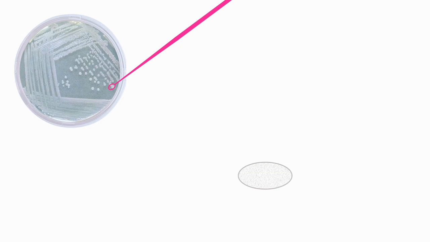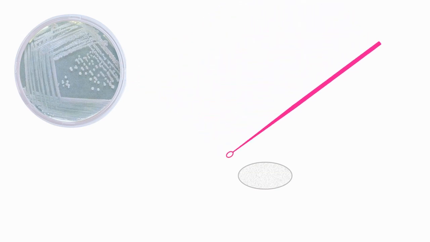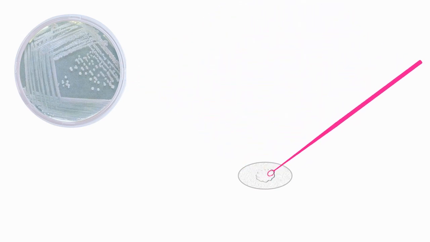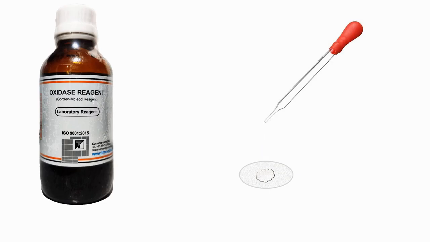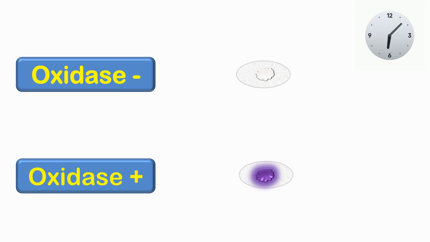Another method is filter paper spot method test. In this we use a loop to pick up an isolated colony from the young culture and rub it onto a small piece of filter paper. Now add 1 to 2 drops of oxidase reagent on the colony smeared on the paper. Oxidase positive organism will change the color to dark purple in 5 to 10 seconds, whereas oxidase negative will show no color change even after 2 minutes.